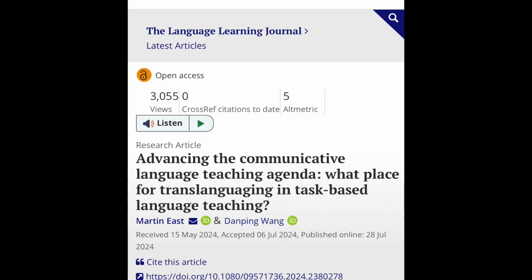It's a great question and one that a lot of language teachers ask when trying out task-based language teaching, or TBLT. That moment reminded me of a paper that I really appreciated. It's called Advancing the Communicative Language Teaching Agenda: What is the place for translanguaging in task-based language teaching? Written by Professor Martin East and Professor Danping Wang, published in the Language Learning Journal.